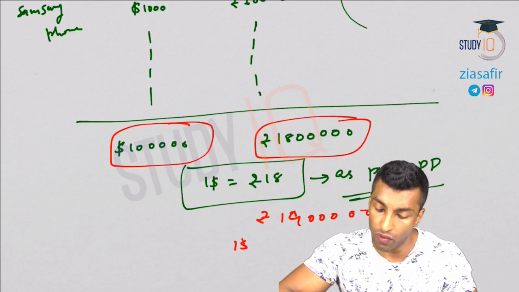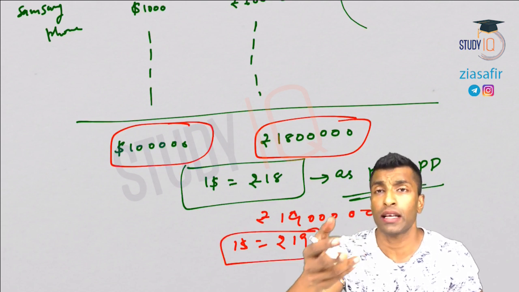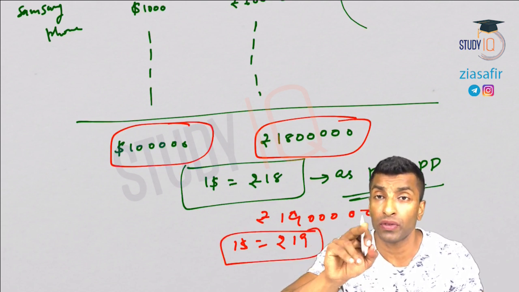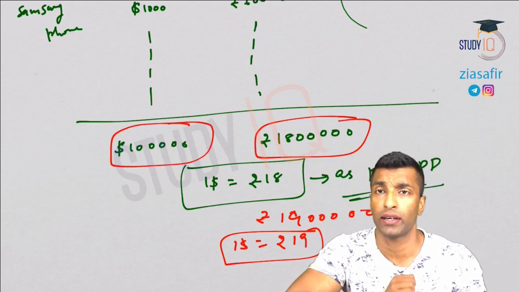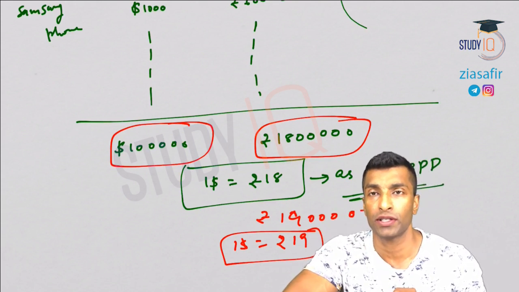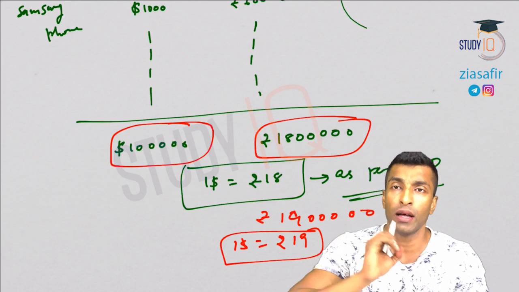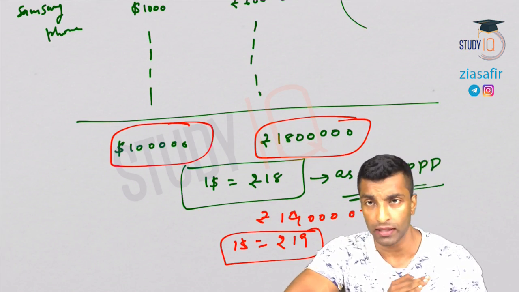Okay, so this becomes 19 lakh. Now what does this mean? $1 equal to rupee 19. Why did this increase actually happen? It happened because of inflation. It is not because of demand of dollar. Demand of dollar is not actually affecting the purchasing power exchange rate. It only affects the market exchange rate. I hope this is clear for all of you.